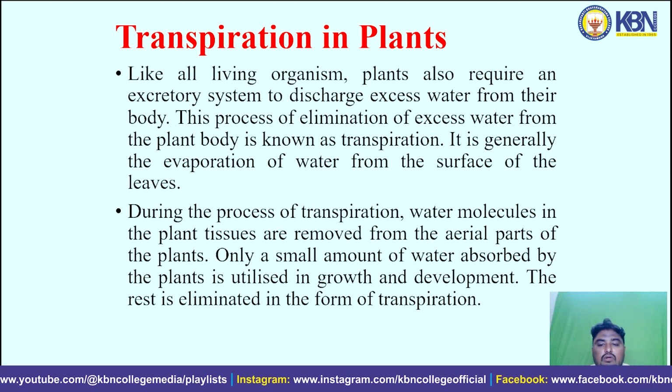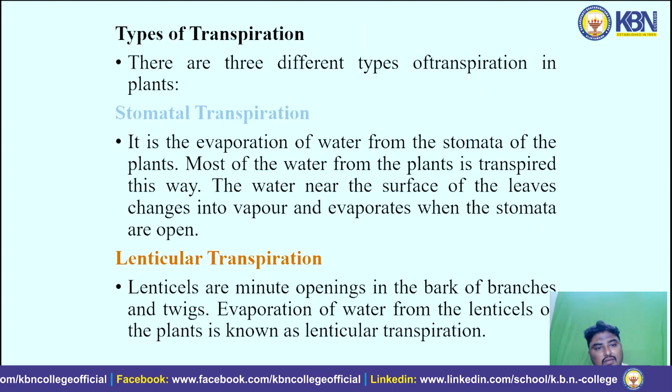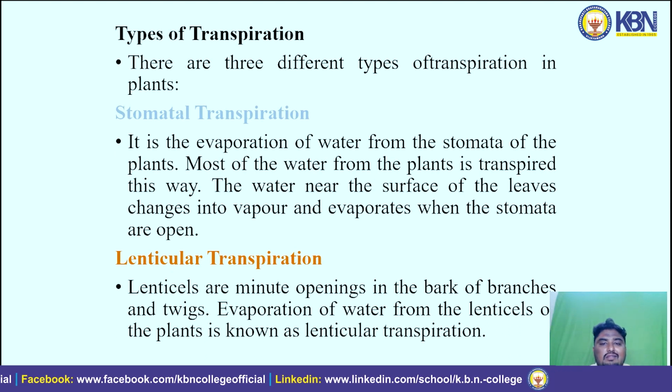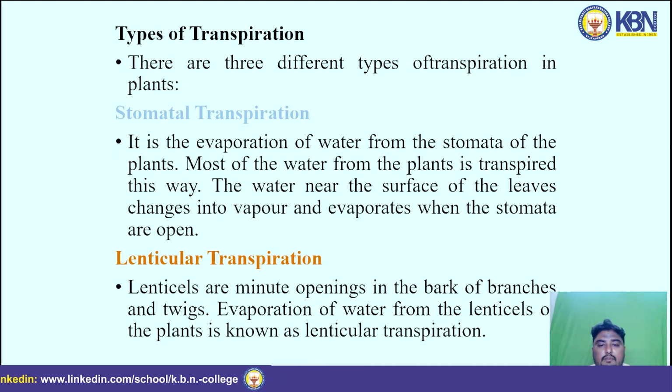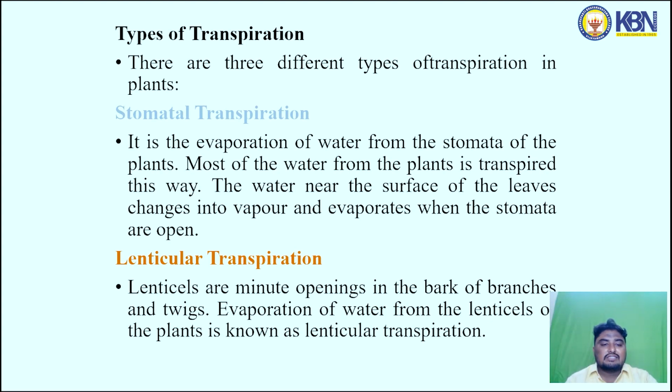Only a small amount of water absorbed by the plants is utilized in growth and development. The rest is eliminated in the form of transpiration. Types of transpiration. There are three different types of transpiration in plants. Stomatal transpiration. It is the evaporation of water from the stomata of the plants. Most of the water from the plants is transferred this way. The water near the surface of the leaves changes into vapor and evaporates when the stomata are open.